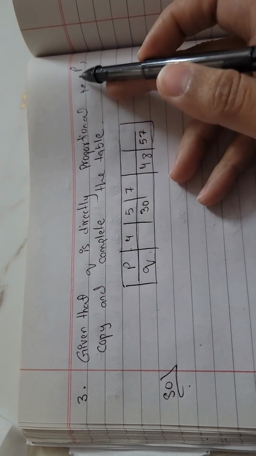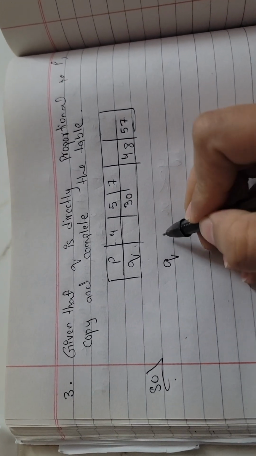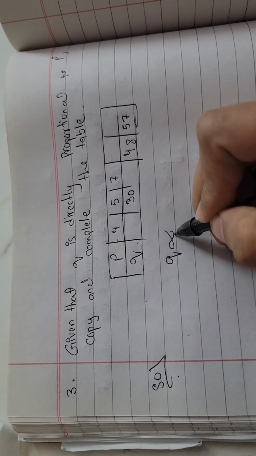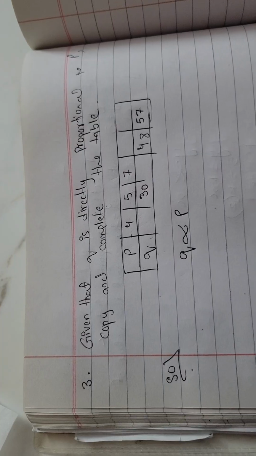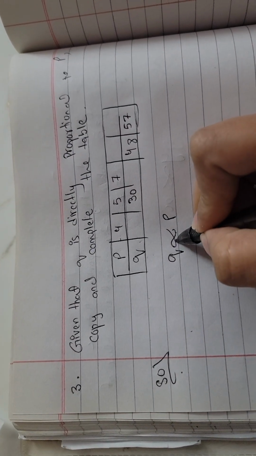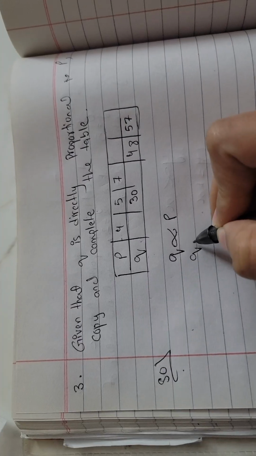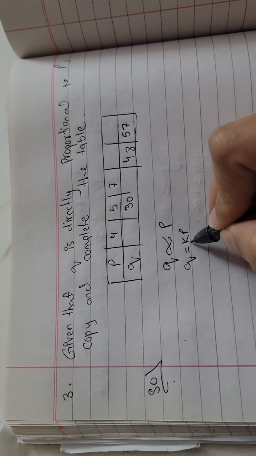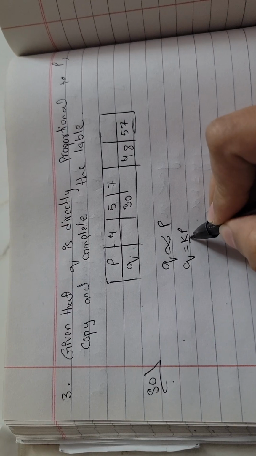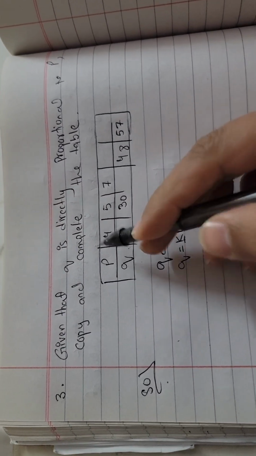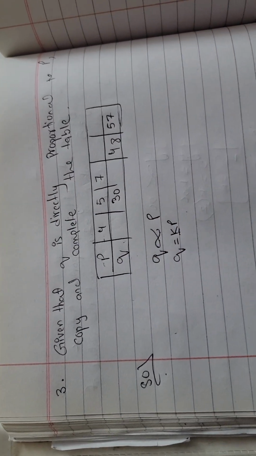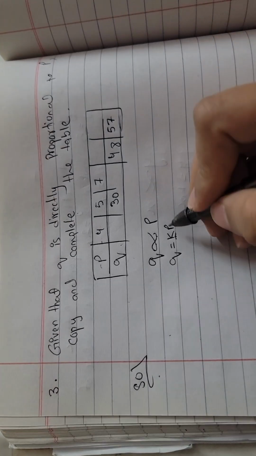Q is directly proportional to p, so write it. Q is directly proportional. This is the sign of proportionality, and this is p. Now remove this sign of proportionality, so you have to introduce a variable, and that variable has to be k, kp. This is the equation, but first we have to find the value of k before finding these missing values.